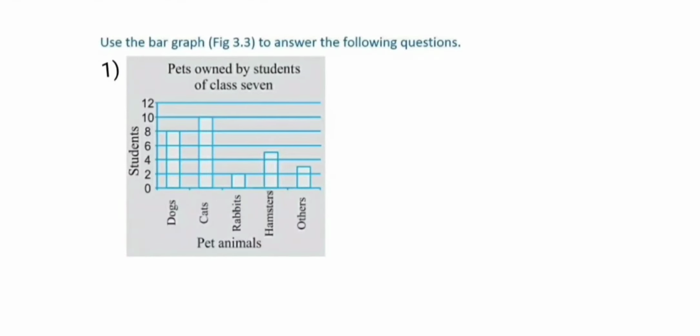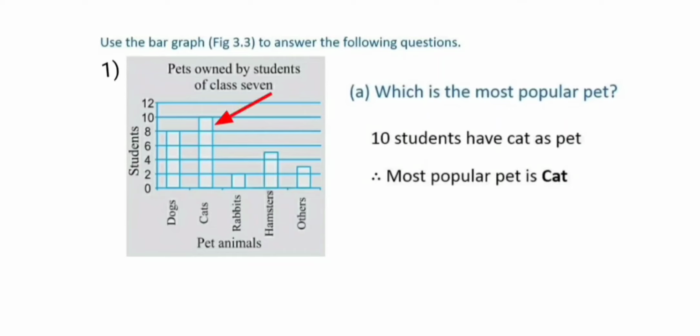First number is here. Use the bar graph to answer the following question. In the vertical line, number of students is represented and in the horizontal line, pet animals are there. So using this bar graph we will do the numbers of the following questions. So first question is here, which is the most popular pet?